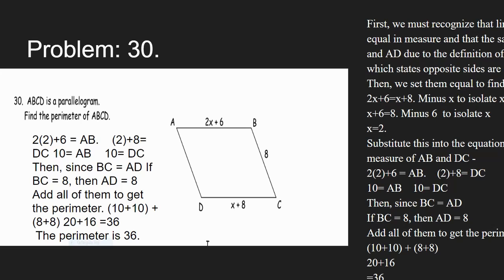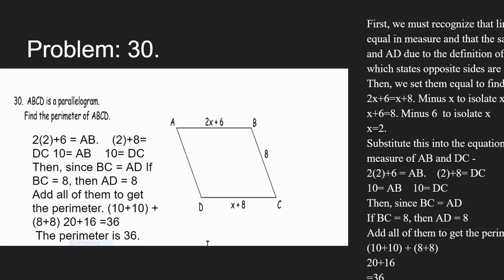The first step is we subtract x from the right side and the left side. After that we have x plus 6 equals 8. Now all we have to do is subtract 6 from the left side and subtract it from the right side as well, and I get x equals 2. Now remember that AB is equal to 2x plus 6 and that DC is equal to x plus 8.